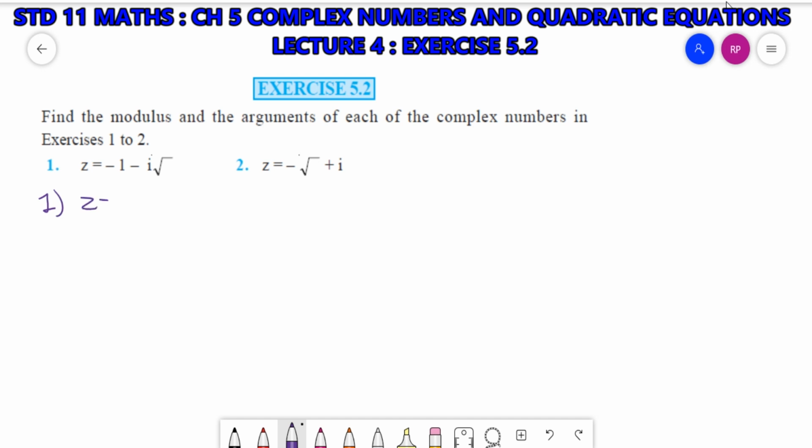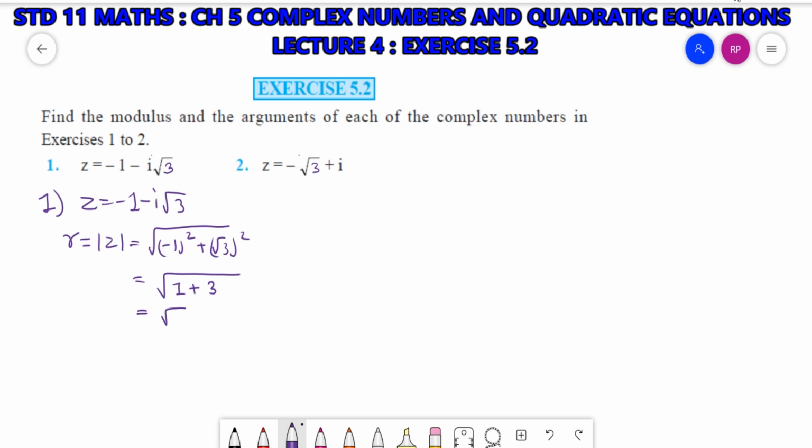First, it is given z equal to minus 1 minus i root 3. So modulus r will be equal to under root of minus 1 square, that is 1, plus root 3 square, that is 3. Or else let me write down in detail. This is modulus of z, equal to under root of minus 1 square plus root 3 square, which is under root of 1 plus 3. So root 4, answer is 2. This is modulus.